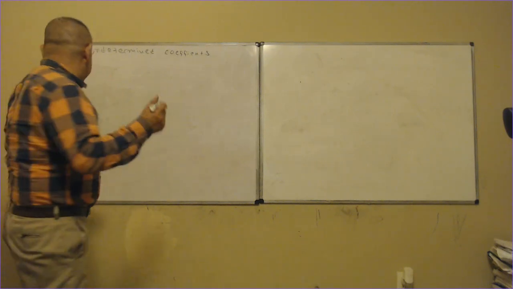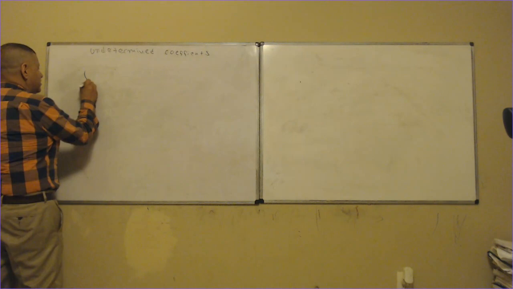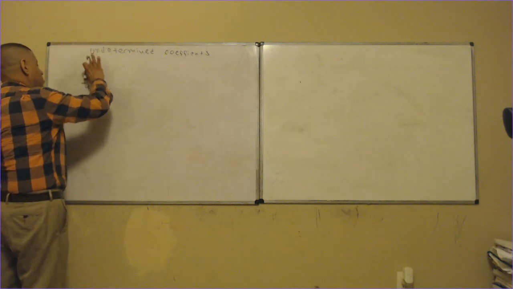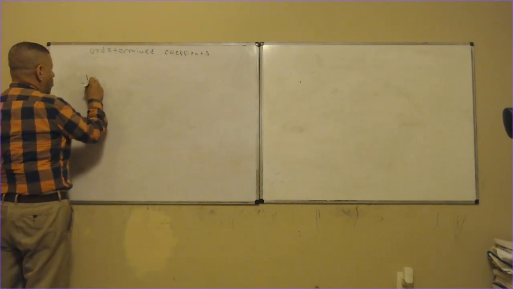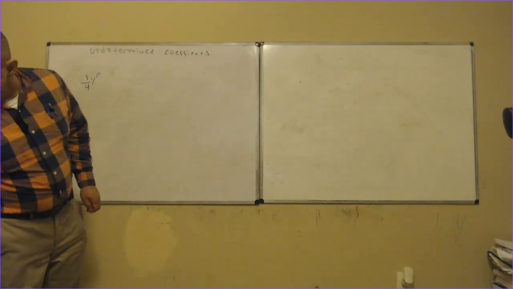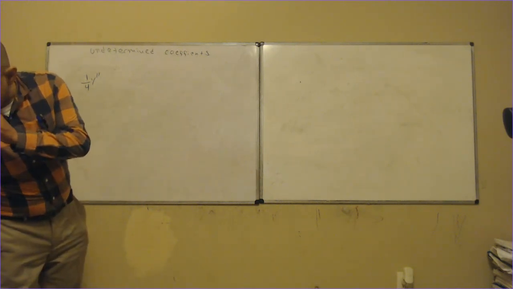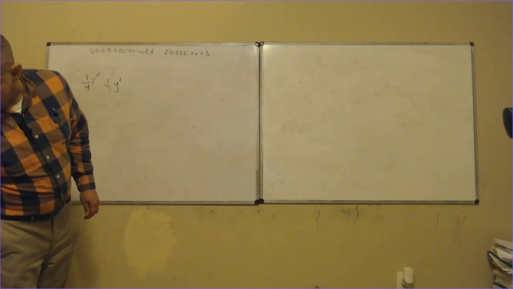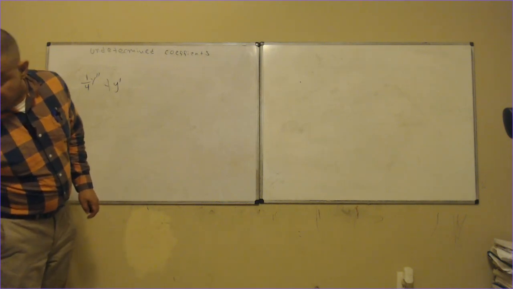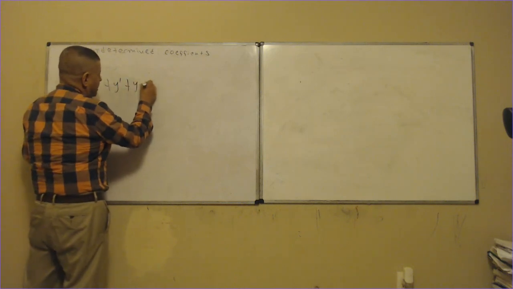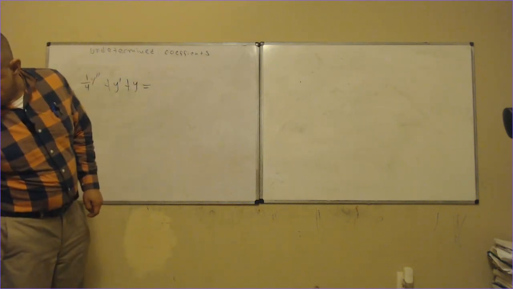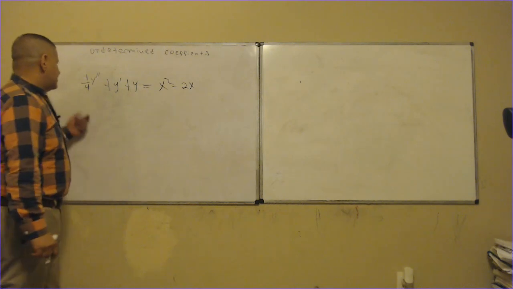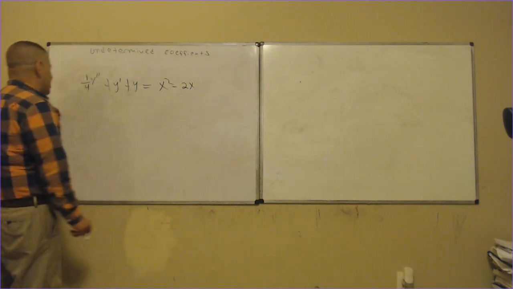The next one is 1/4 y double prime plus y prime plus y equal to x squared minus 2x. It's not homogeneous, right? We agree with that.